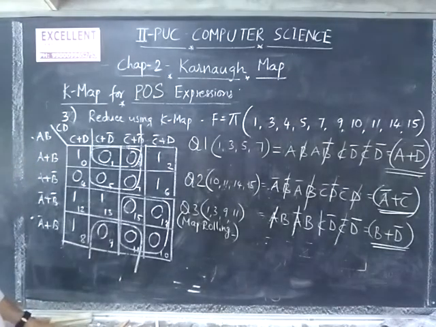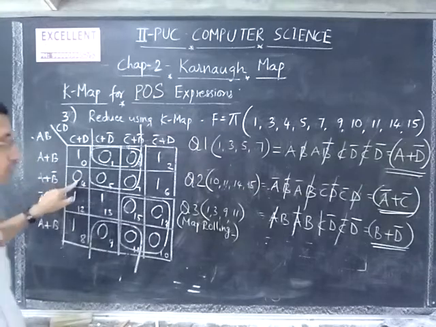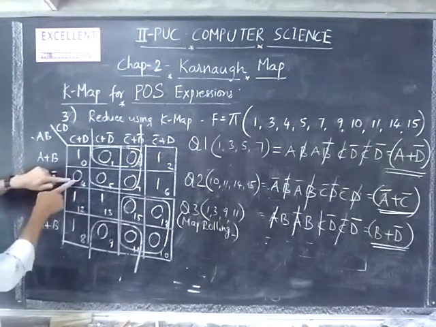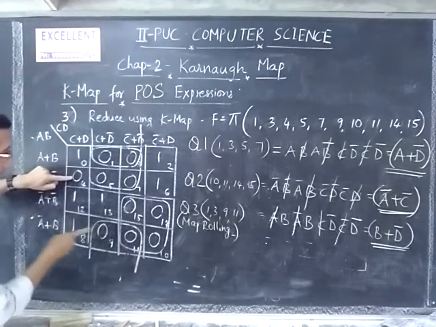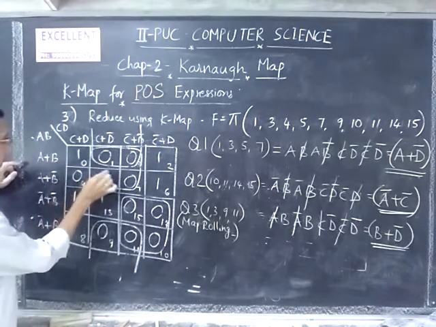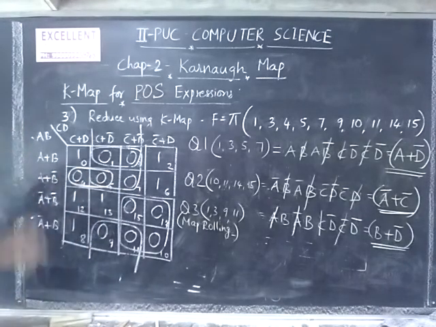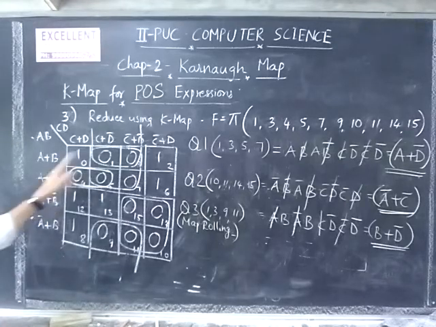So only 3 quads possible. No pair because no 0 is left out. No, there is 1 0 left out. Yes, look at that. Observe properly. There is 1 0 left. So any quad is possible. No chance. So this one you can pair with this. Correct? Only 1 0 left out here. This 0. Quad is not possible.